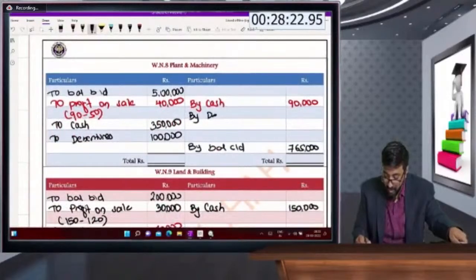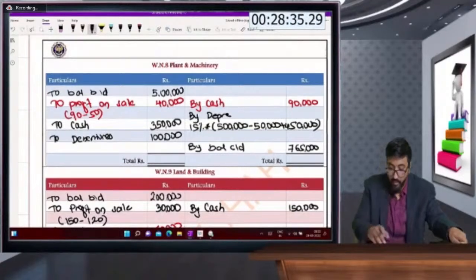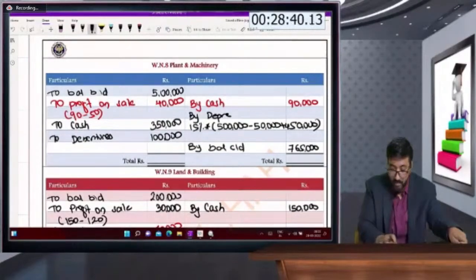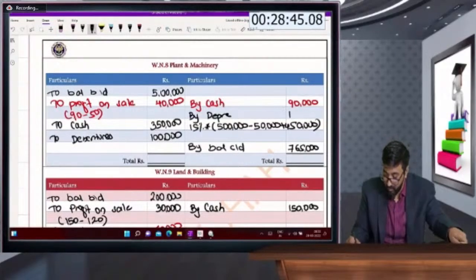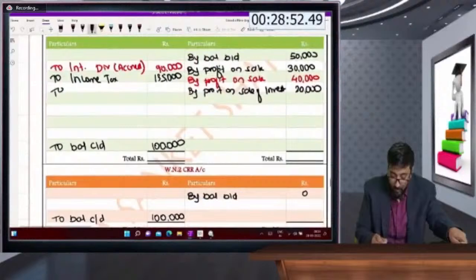Depreciation: 15% into 5 lakhs minus 50,000 plus 4,50,000. New debentures, so 5 lakhs minus 50,000 plus 4,50,000 into 15% gives 1,35,000. And the second effect: adjusted P&L च्या डेबिट ला to depreciation 1,35,000.